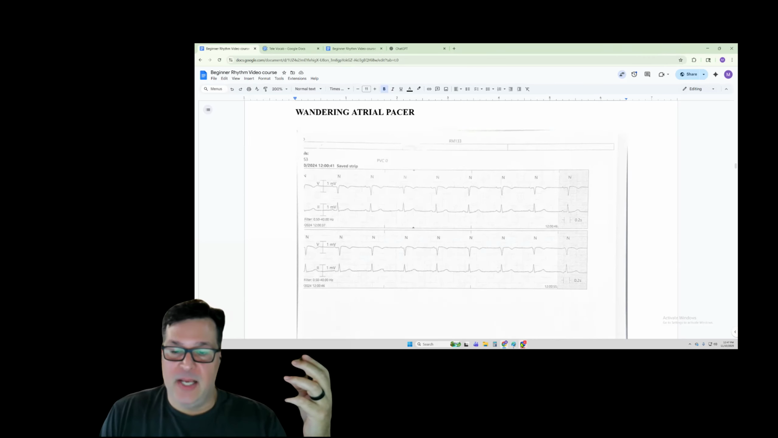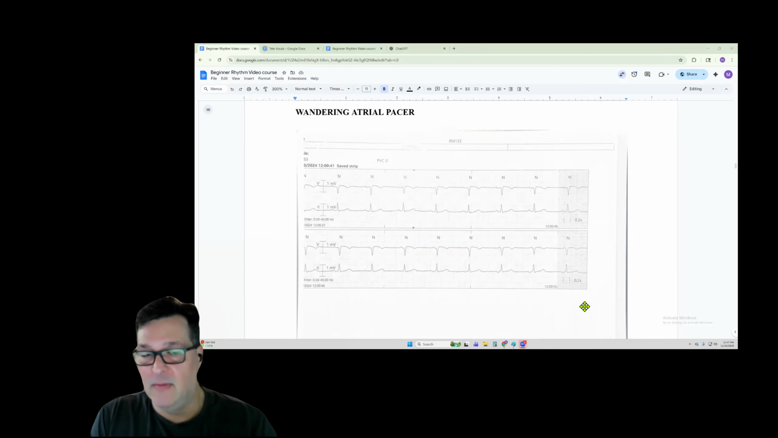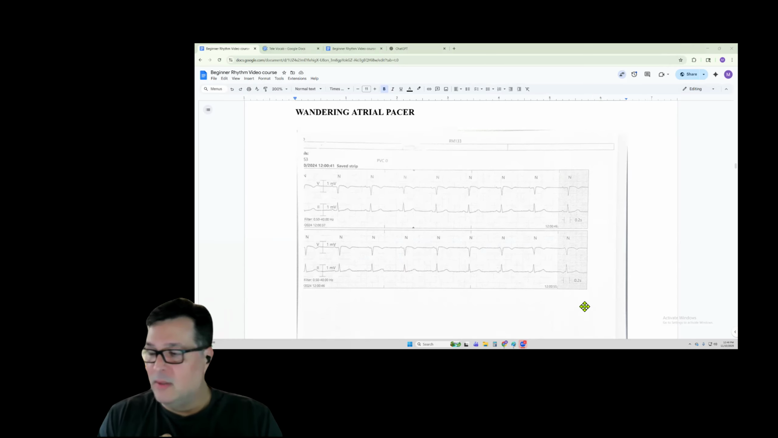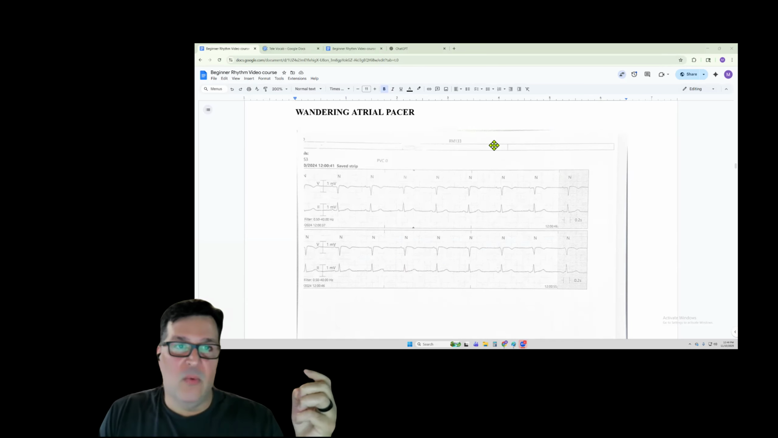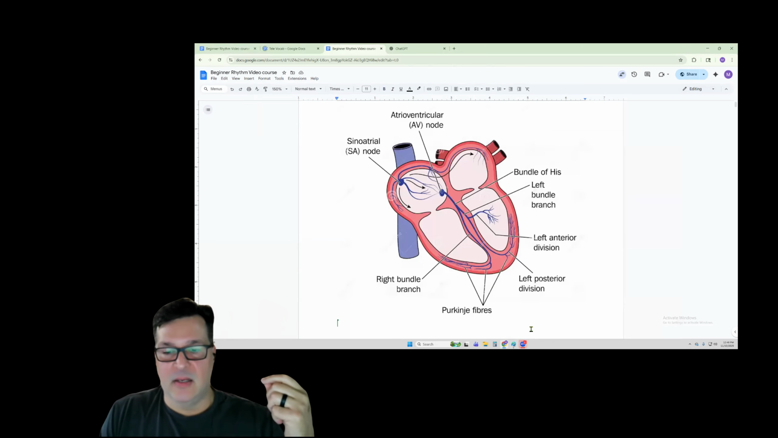So, wandering atrial pacemaker. In atrial ectopic rhythm, you have 2 different P waves. In a wandering atrial pacemaker, you have 3 or more. That is the difference. With wandering atrial pacemaker, there's usually a clear cycle of P waves. What I mean by that is some P waves come from the SA node, then some P waves come from the atrial chamber, and then some P waves come from the junctional chamber.